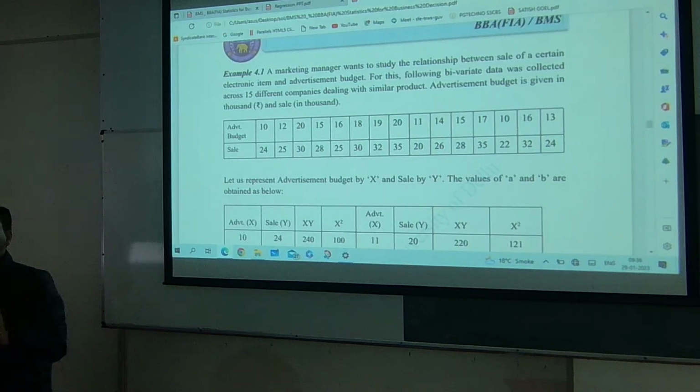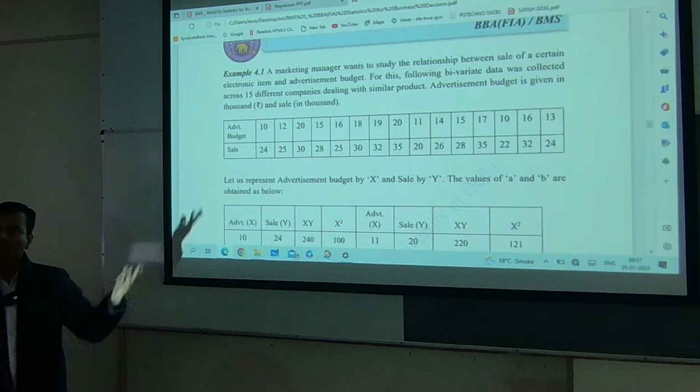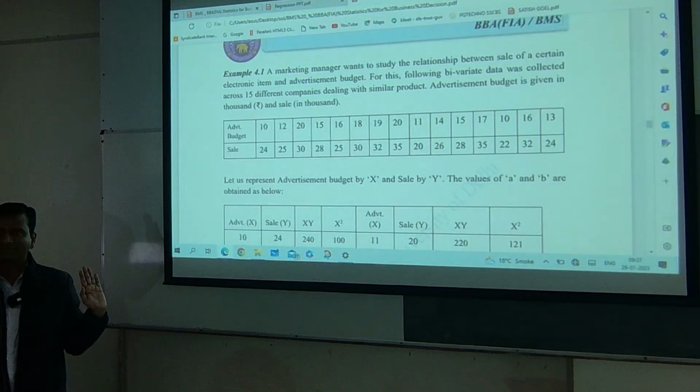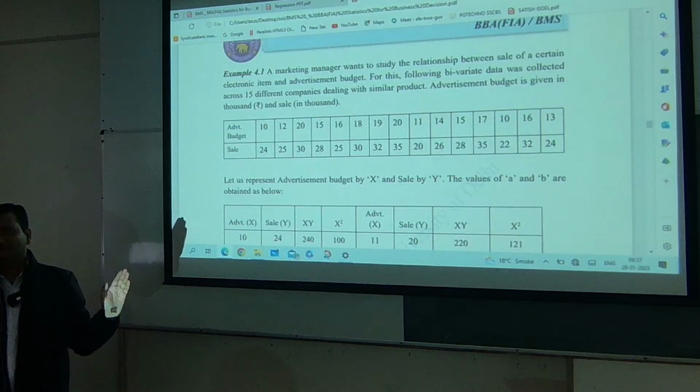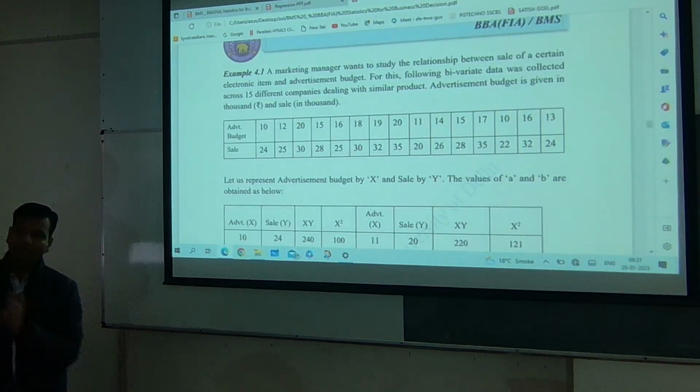If you want to only find the relationship, how much is the relationship between the two, or whether the two variables are related or not, you just find the correlation coefficient. Depending upon the value of the correlation coefficient you can find whether both are related or have no relationship, or if they are related, what kind of relationship, positive or negative, strong or weak. This you can all find with the help of the correlation coefficient.